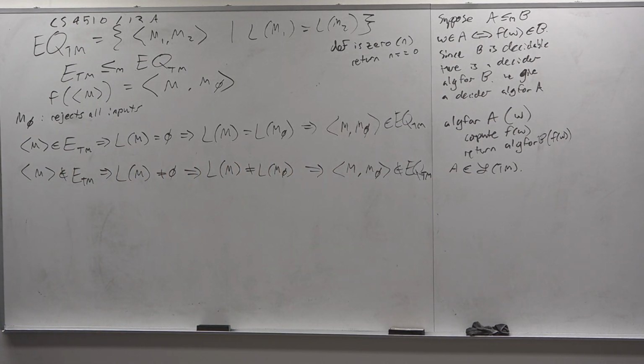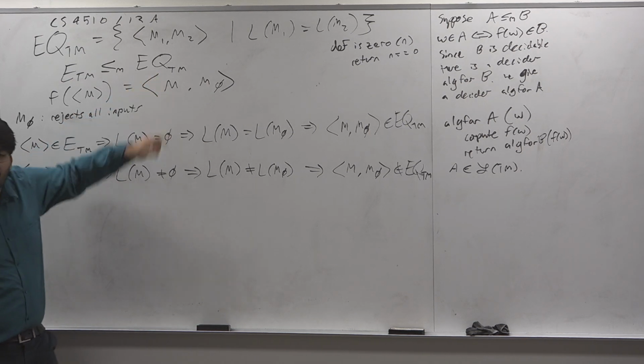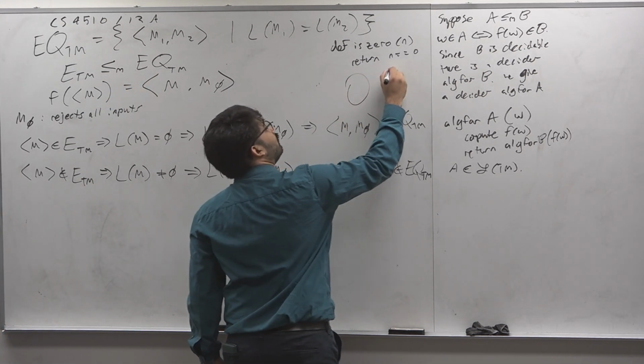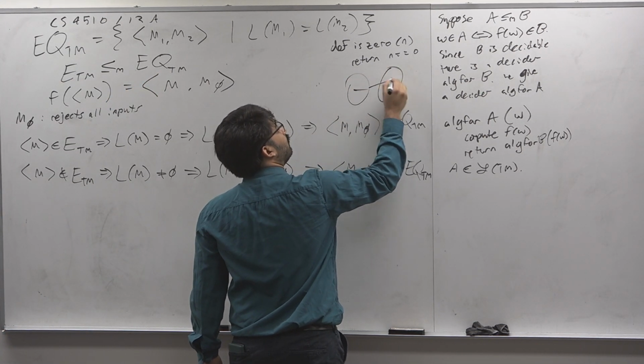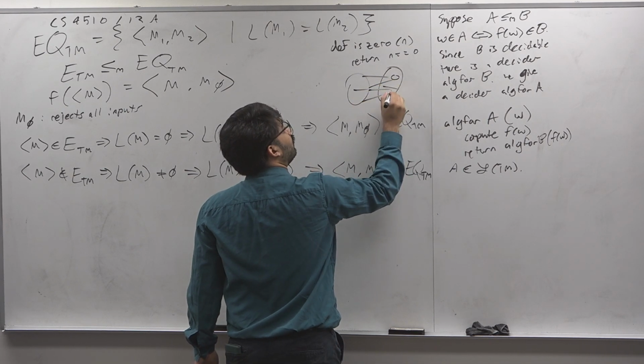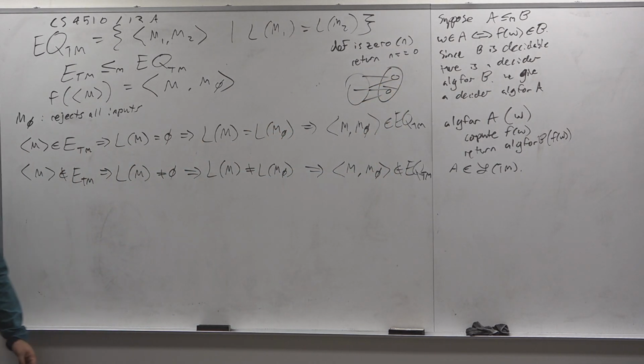And so in the function, the M is the M for ETM. Correct. It takes as input something from here and maps it to something from here. You should always think about this picture: good to good, bad to bad. This is enough. We've done the two if and only ifs.